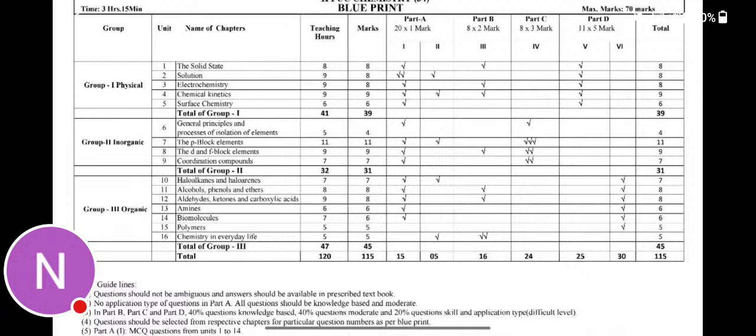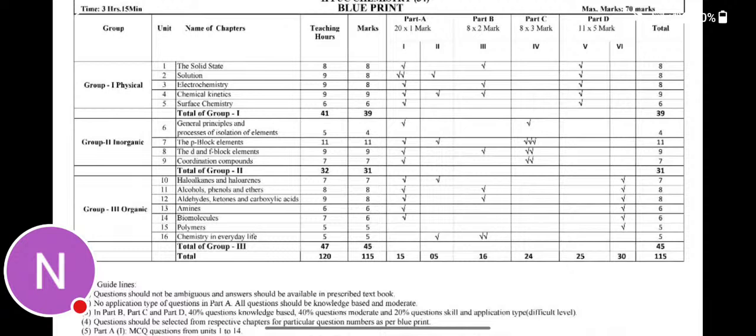Next, polymers. It has 5 hours as the teaching hours. 5 marks is the total marks allotted for this chapter, and that is also from part D, sixth main, 1 question for 5 marks. So totally 5 marks from this polymers chapter.